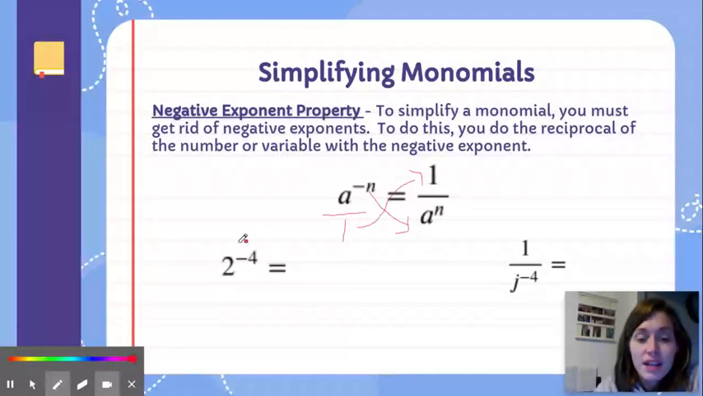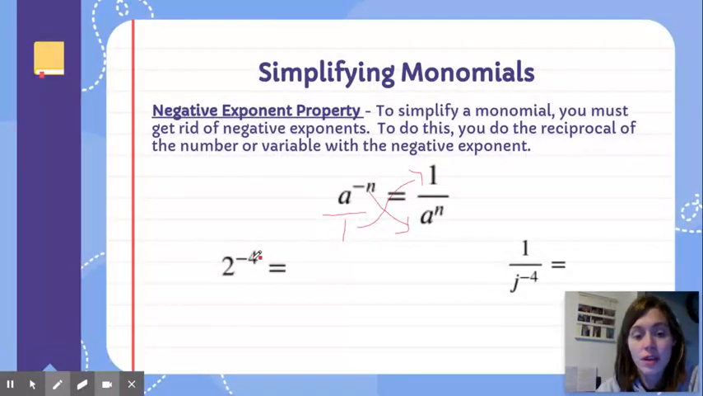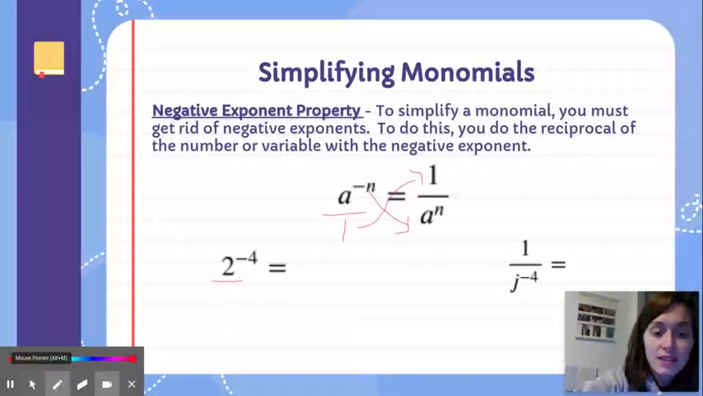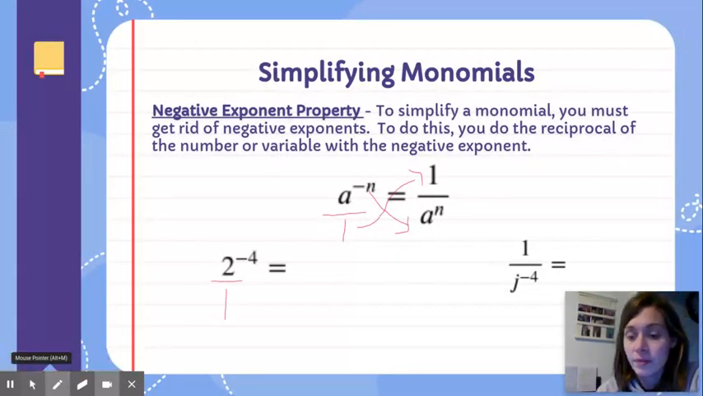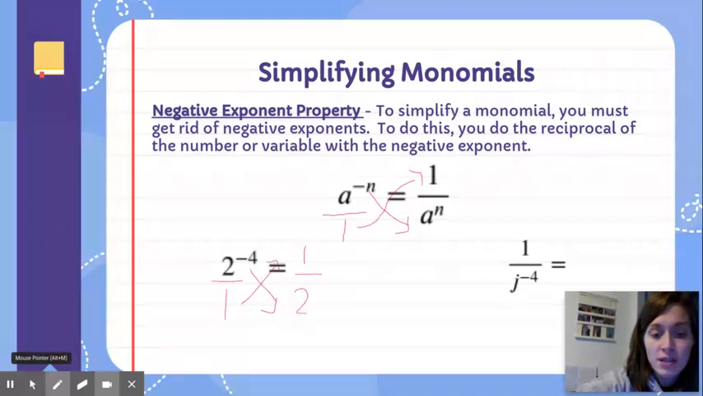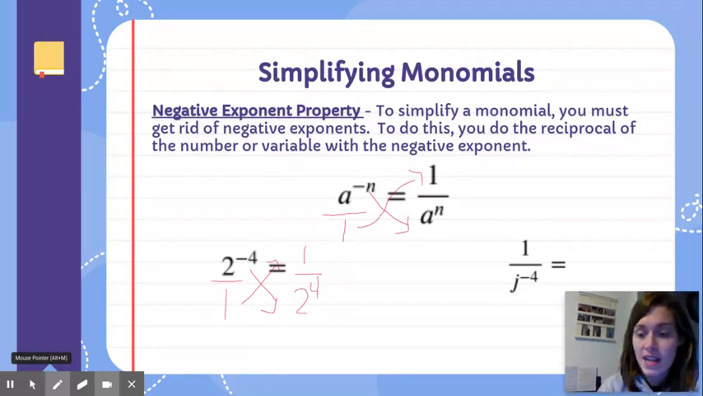So let's look at 2 to the negative fourth. To simplify 2 to the negative fourth, we just need to do the reciprocal, right? So we can think of anything as a fraction by putting it over 1, and then we just flip it. We move 1 to the numerator. We move the 2 to the fourth to the denominator. After we flip it, the negative goes away, and so we're done.